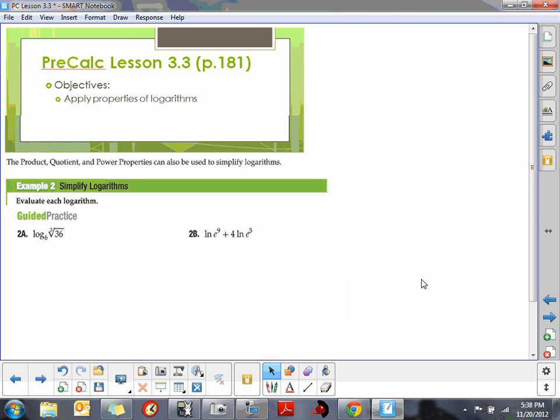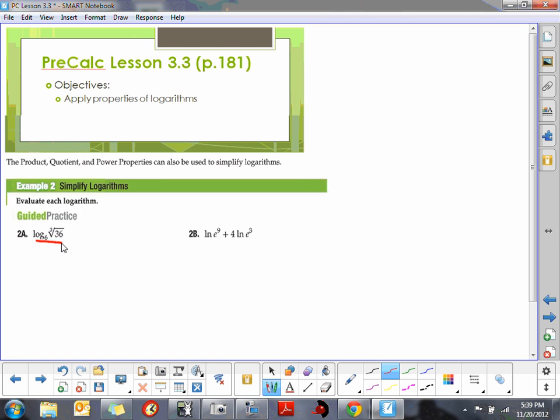In the next video, what we'll do is we'll apply some of the product, quotient, and power properties to simplify logarithms. So we're going to be using these same ideas about the properties of logarithms to help us simplify this. So let's take a look at log base 6 of the cube root of 36.